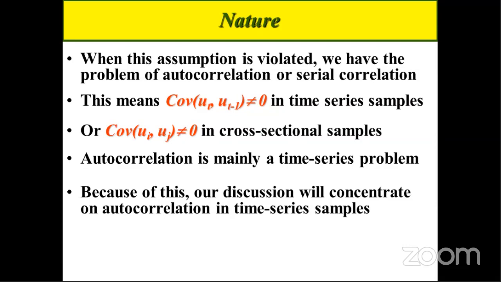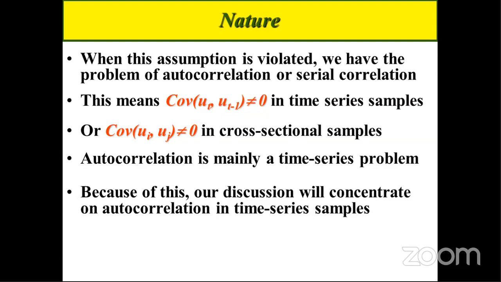And I hope Niranjan has already mentioned this. Though we have these problems, that is the problem of heteroscedasticity and the problem of autocorrelation, in general in a regression analysis, in particular, based on empirical works, it has been found that we more frequently have a problem of autocorrelation in case of time series type of data, whereas the problem of heteroscedasticity is more frequently found in case of cross-sectional type of data.